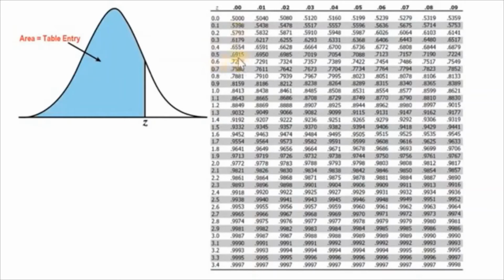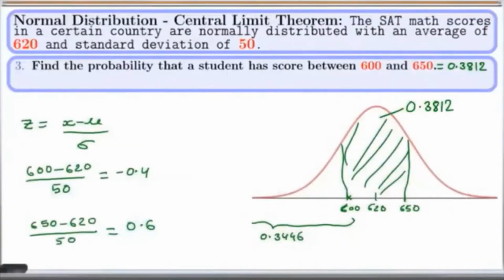So, basically this number here, which is 0.7257. So this area to the left of 650 is 0.7257. Now, to find the area in between, all we need to do is subtract this number, that is 0.3446, from 0.7257, which is 0.381. So, which is this number here.